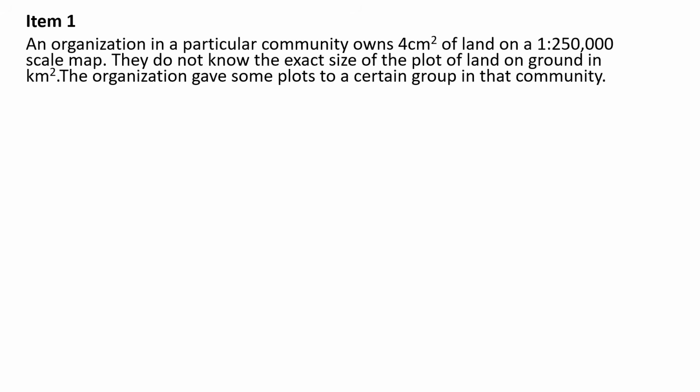Now we have item 1, that is section A. I have the first paragraph. An organization in a particular community owns 4 square centimeters of land on a 1 to 250,000 scale map. They don't know the exact size of the plot of land on the ground in square kilometers. The organization gave some plots to a certain group in that community.